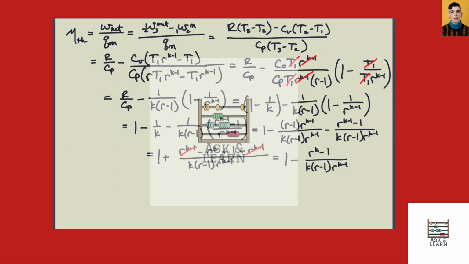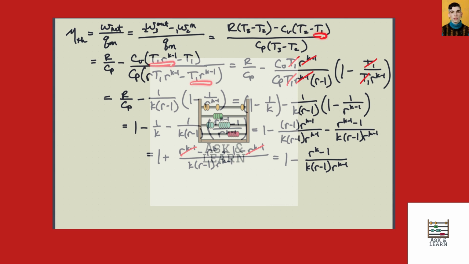But we know the thermal efficiency is the net work divided by the heat transfer in. The net work is the work out from 2 to 3 minus the work in from 1 to 2. So this work out is R times T3 minus T2, and this work in is Cv times T2 minus T1, and the heat transfer in is Cp times T3 minus T2. So expanding this out, this first term just becomes R over Cp, and then T2 is T1 times r to the k minus 1. So that's here and here.